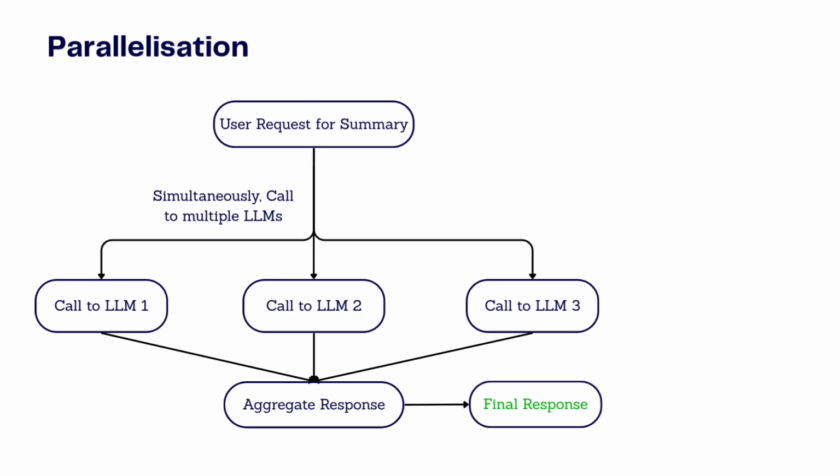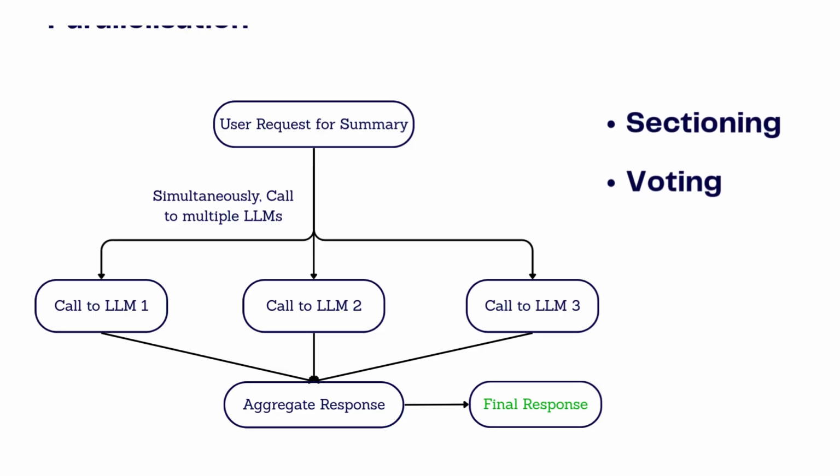Let's talk about the parallelization LLM workflow pattern. Parallelization is when LLMs work simultaneously on a task, and their outputs are aggregated programmatically. This helps make processing faster, more scalable, and can even improve accuracy when multiple perspectives are needed. The parallelization pattern has two different variations, sectioning and voting.